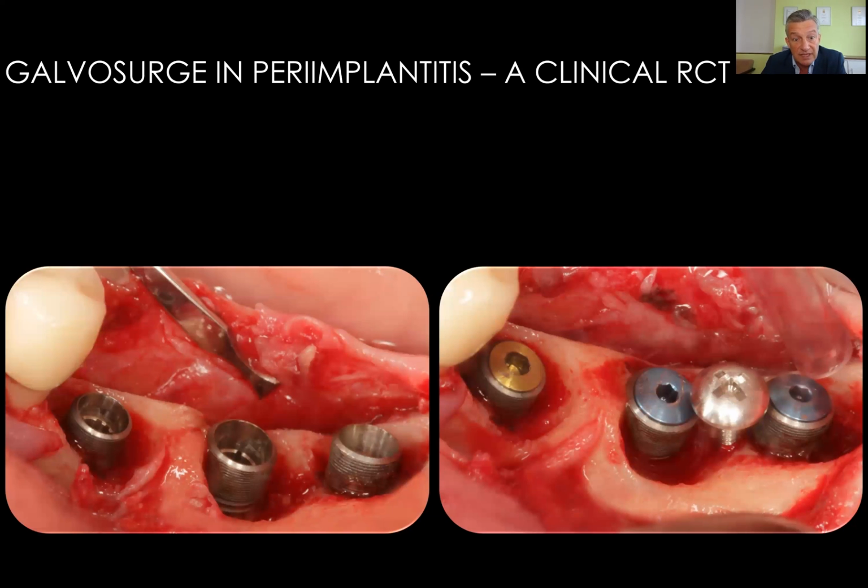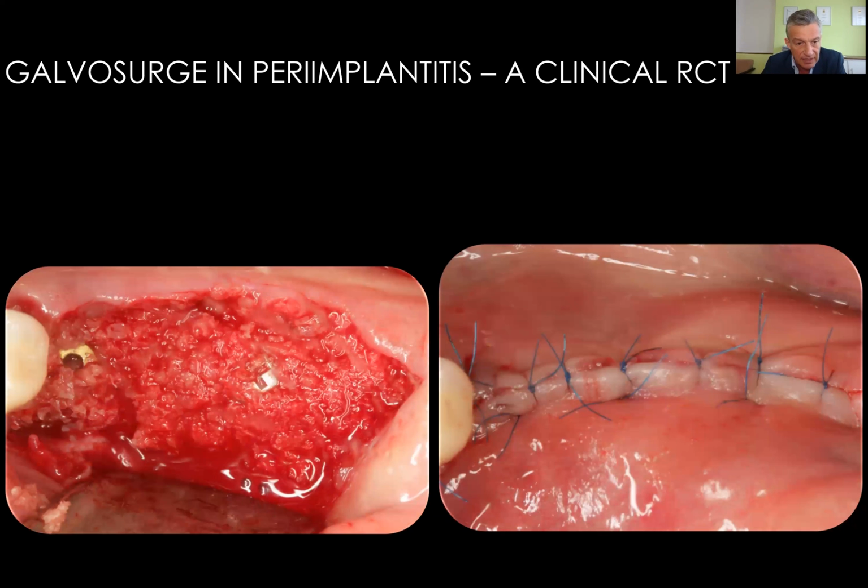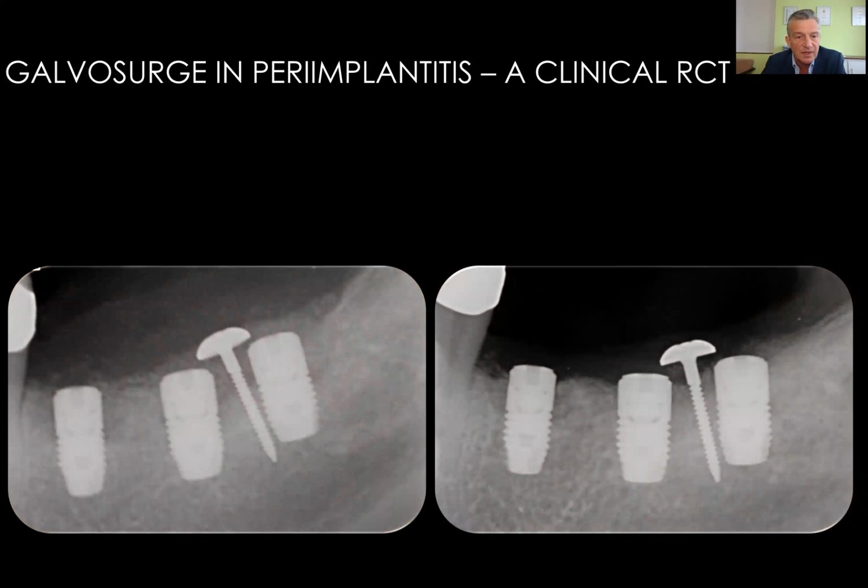Now we have a severe defect. It is non-contained, so we need something on top to maintain volume. I'm a fan of this umbrella technique, which also holds the tissue away and stabilizes the particulated bone substitute underneath. This is the augmented side and the sutured side.